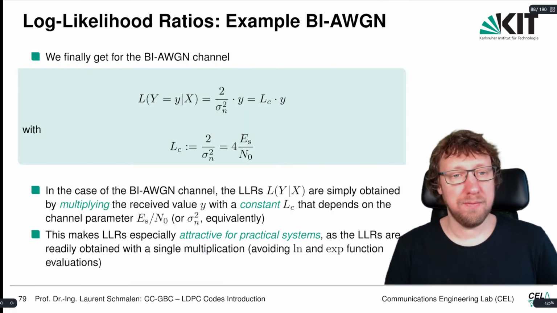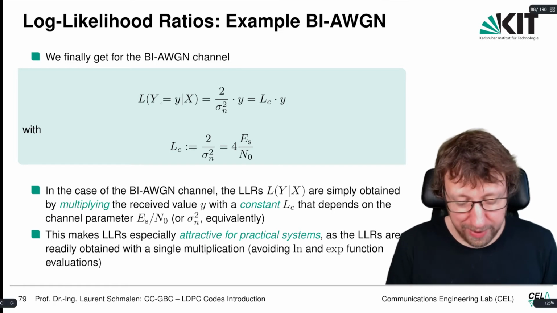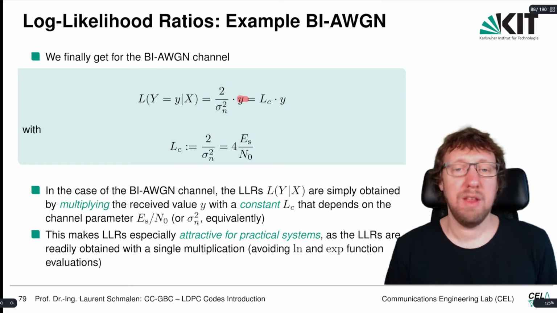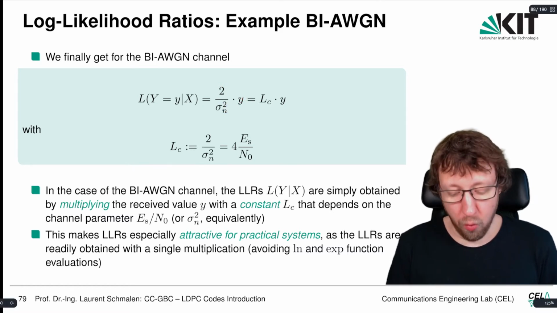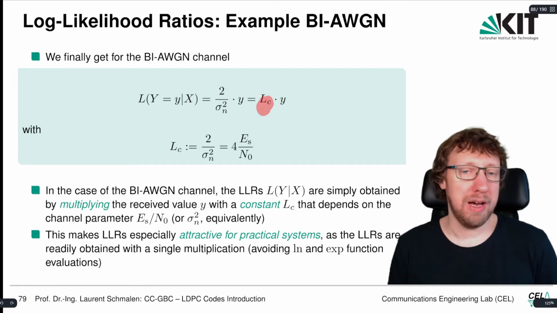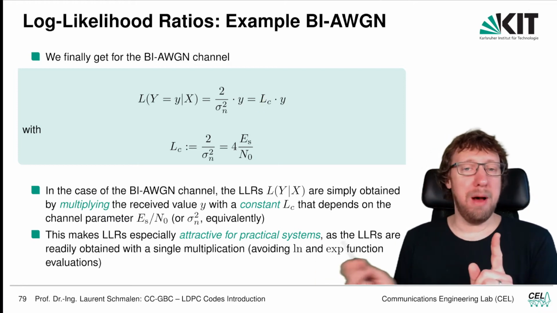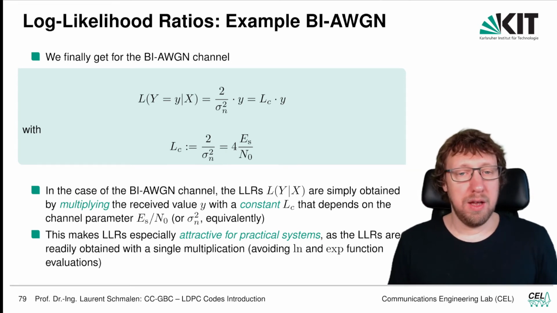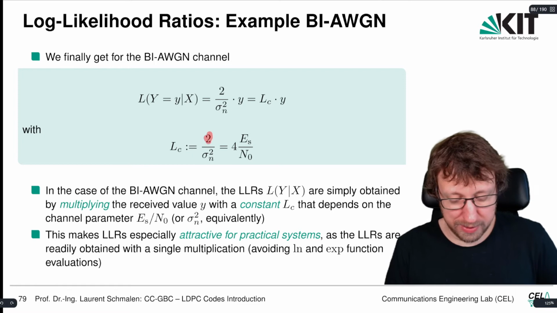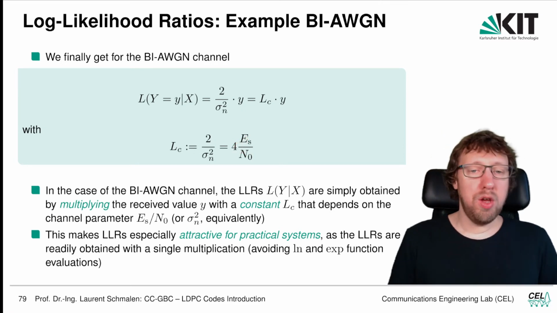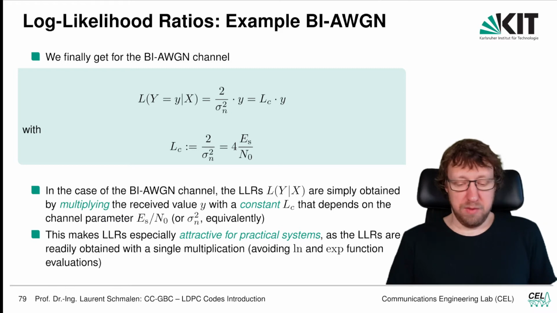So let's summarize. We have L of y given x equals 2 over sigma n squared times y. So again, it's y multiplied with the channel reliability parameter. Very nice. So we just take our channel output and we multiply it with a constant, then we have the log likelihood ratios. Again, this constant is 2 over sigma n squared, or equal to 4 times ES over N0. So this is channel reliability.